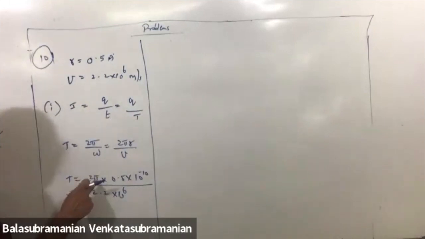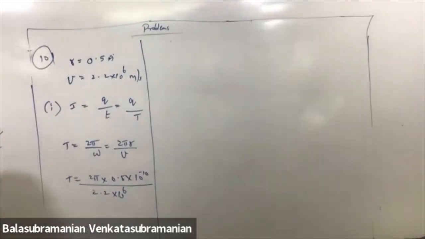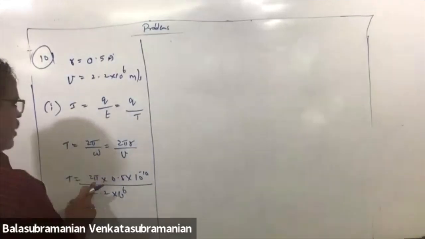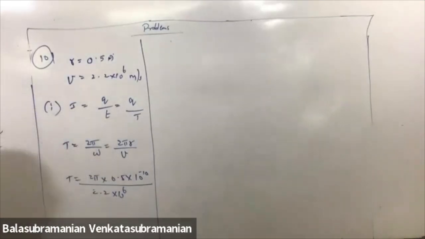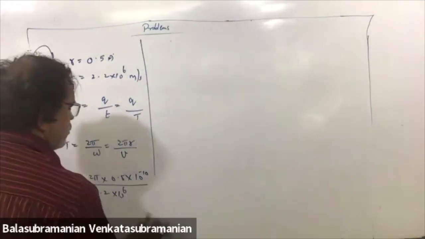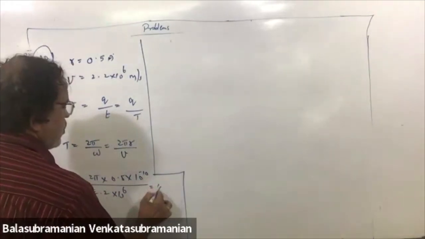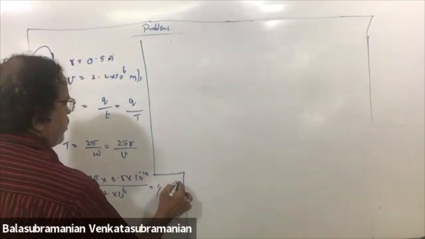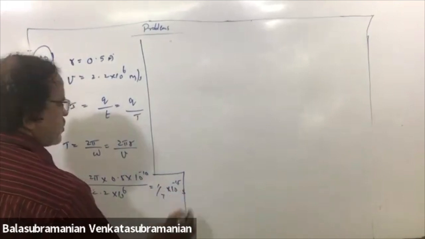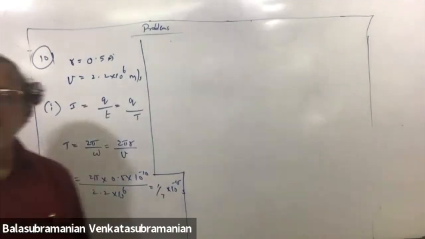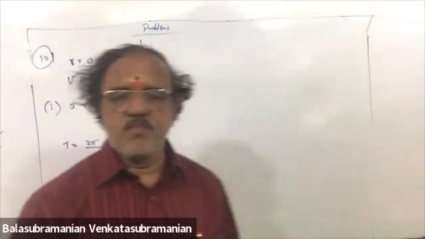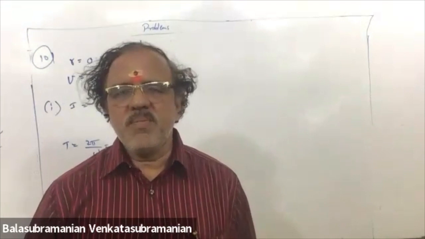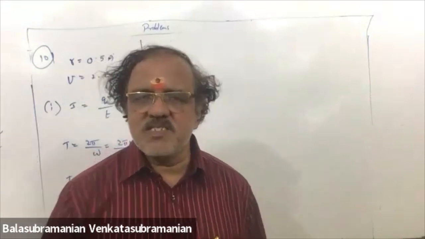So pi is 3.14 by 2.2, simplify. Or you can keep 22 by 7. You can simplify 22 by 7, so you are getting 1 by 7 into 10 power minus 15 seconds. 1 by 7, 10 power minus 15. If you want, you can simplify, otherwise leave it as it is. No problem.